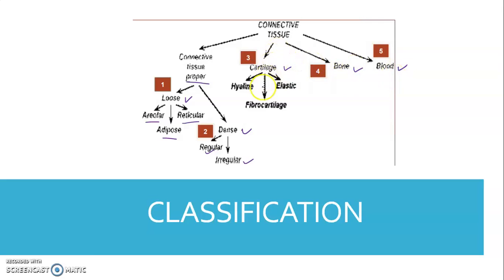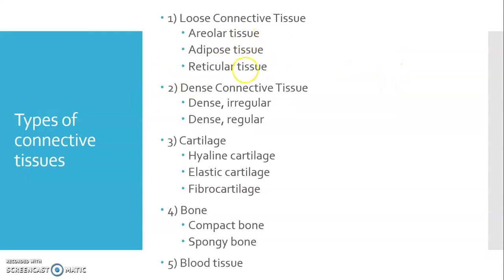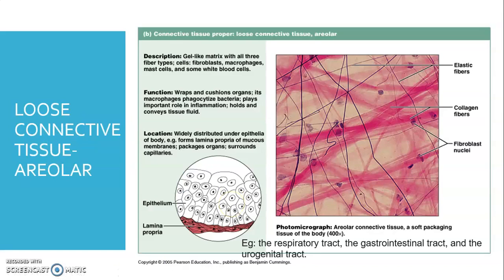For the cartilage, you have three types: hyaline, fibrocartilage, and elastic. Whereas for the bone, of course, we already know what a bone is, and then there is the blood. This just shows the types of connective tissues again: loose connective tissue, dense, cartilage, bone, and blood tissue. So we go into detail one by one.